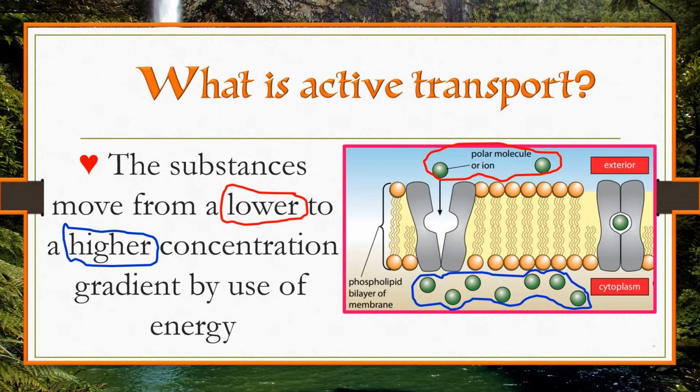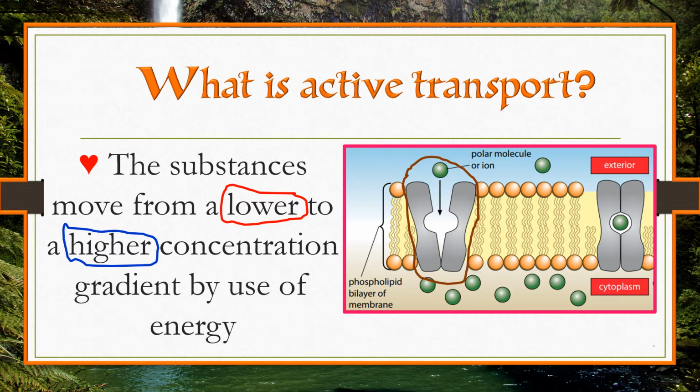To move the polar molecules from the exterior into the cytoplasm, we are moving the molecules from a lower concentration to a higher concentration, and that requires us to use energy. Our transporter will need energy to transport the molecules from lower to higher concentration, and that is what we call active transport.